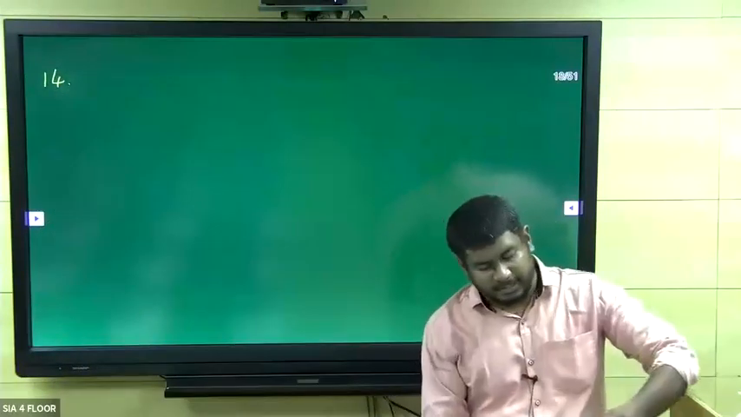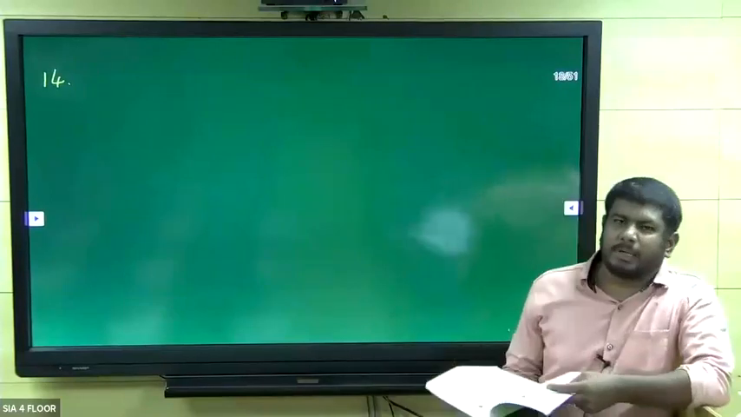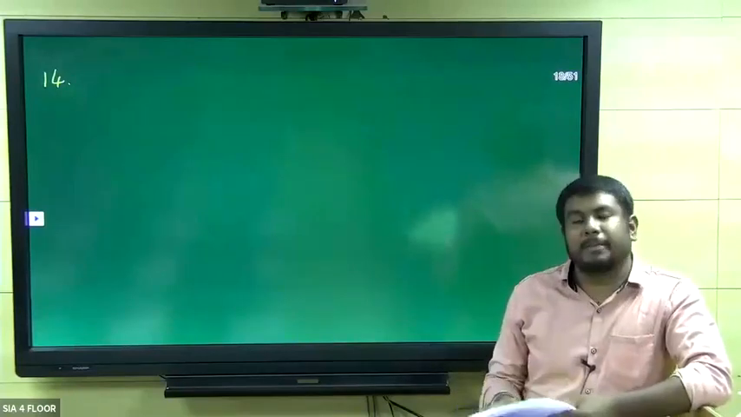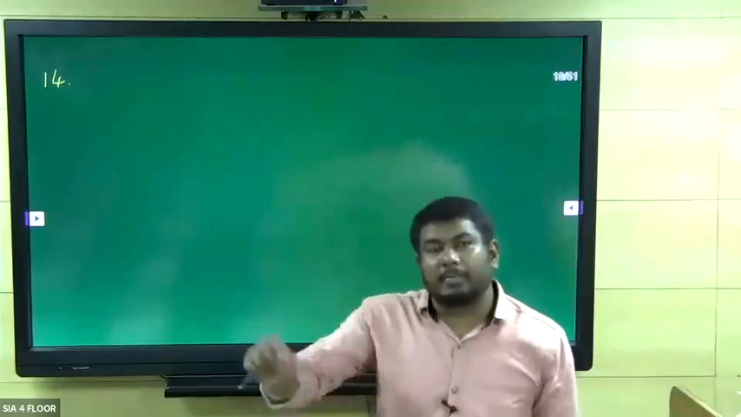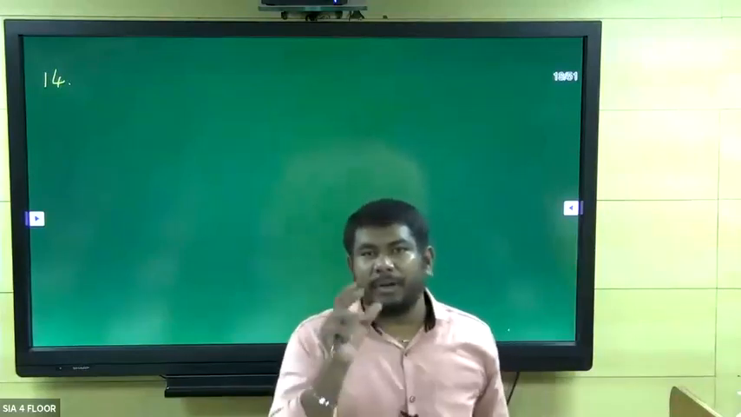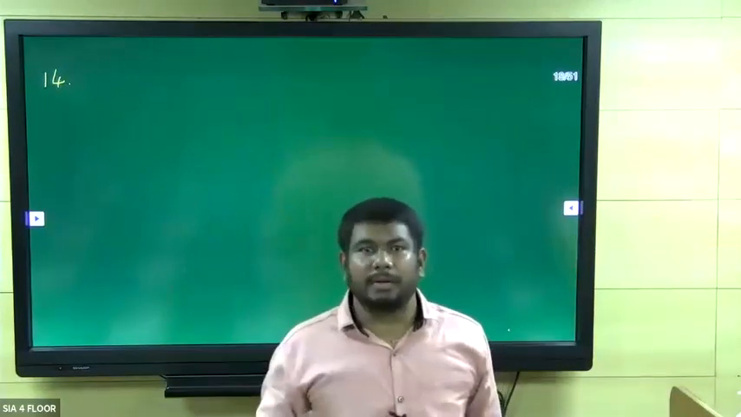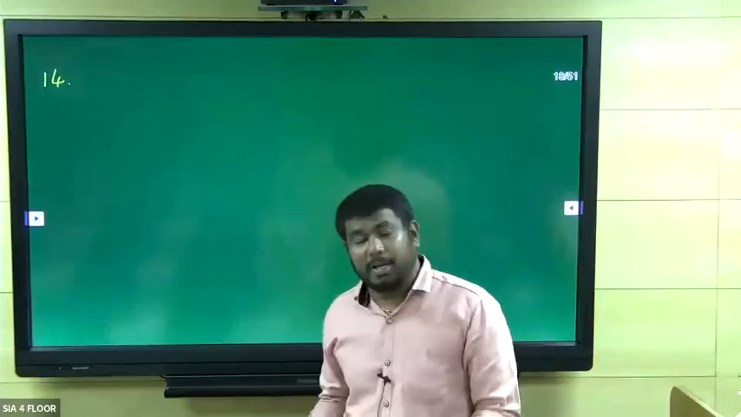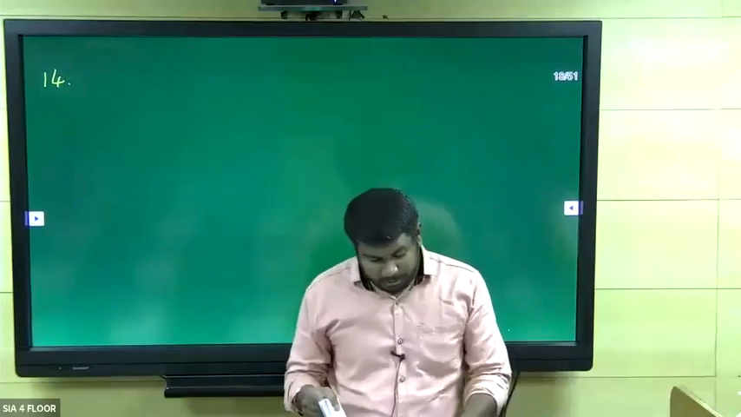In a class of 60 students, the number of girls is twice that of boys. That means the girls and boys ratio is 2:1. If 5 boys are there, 10 girls will be there. So girls and boys ratio is 2:1.